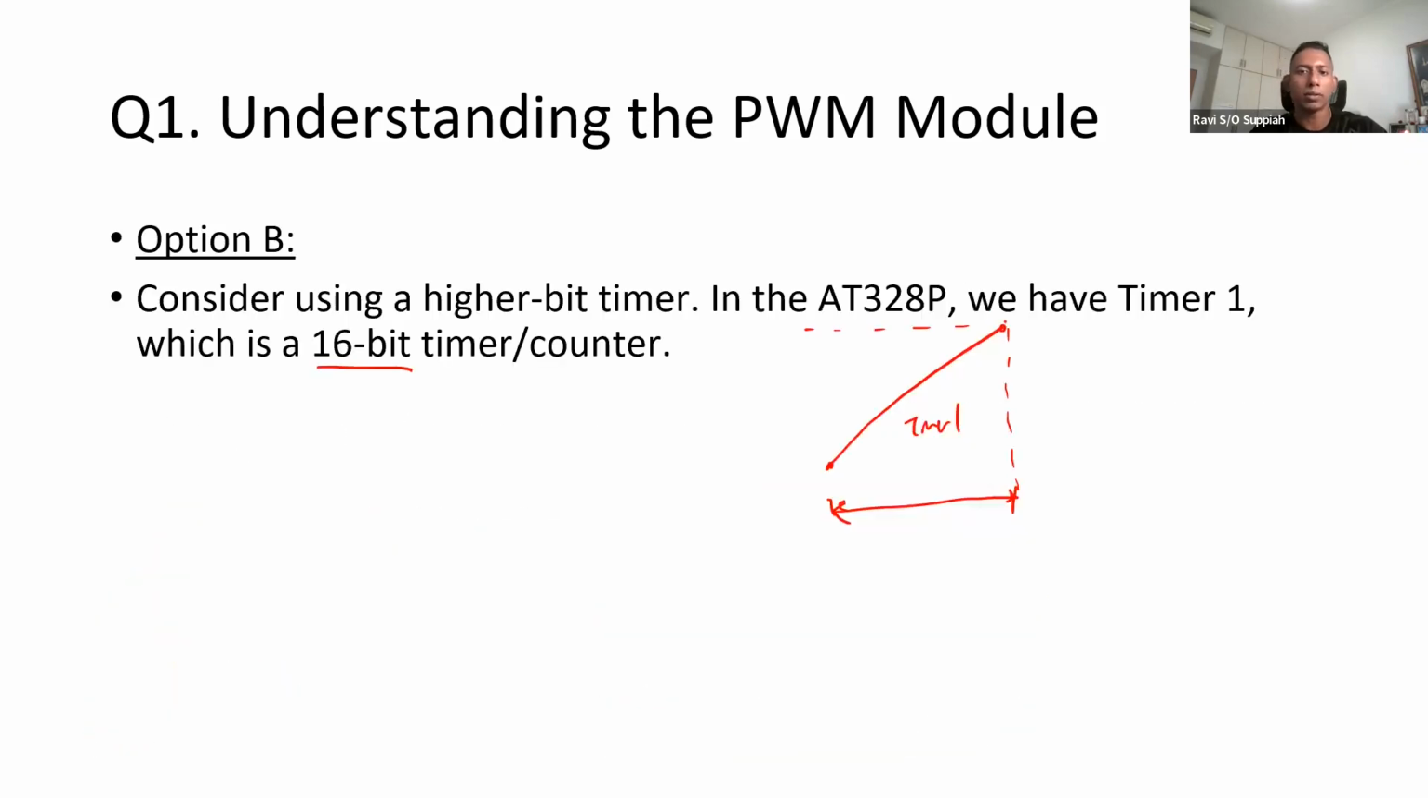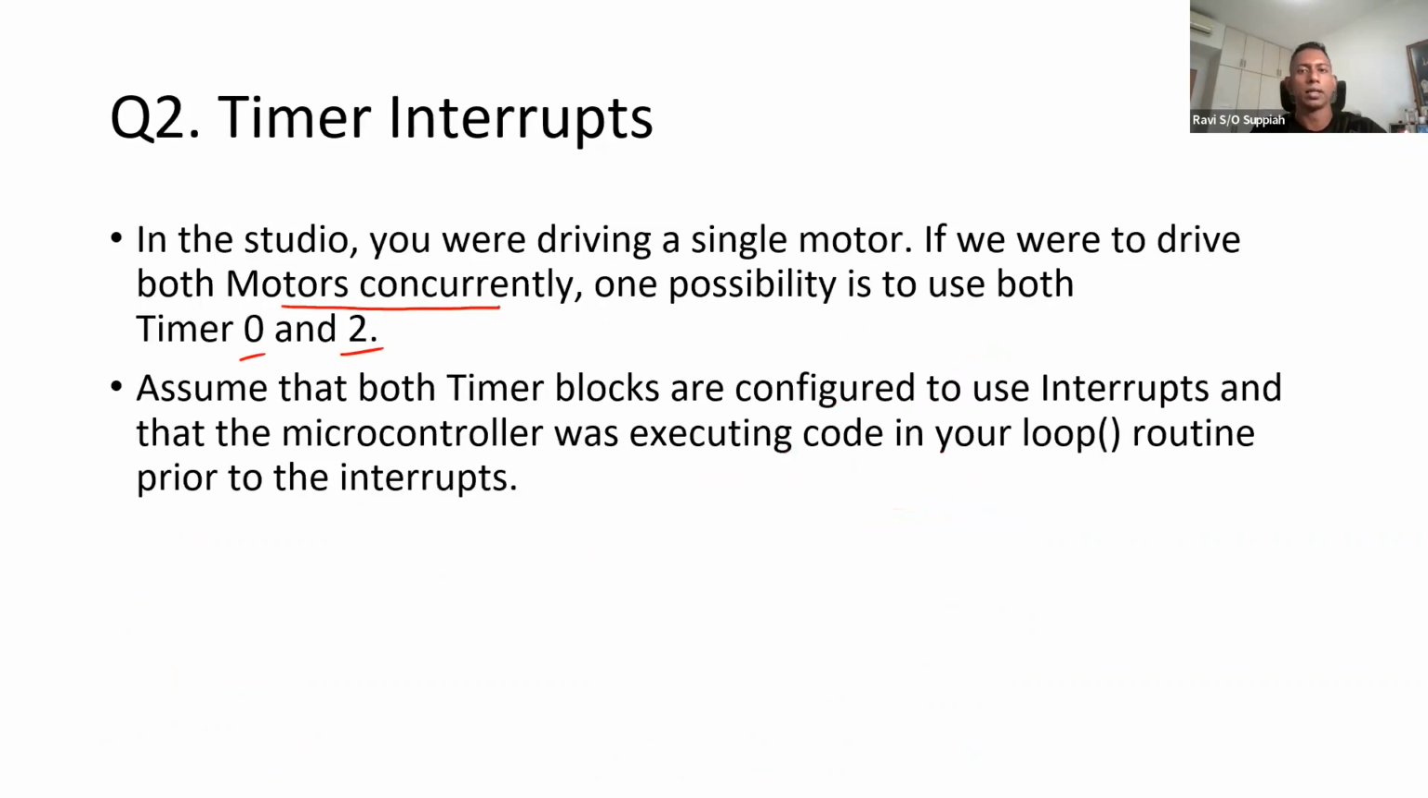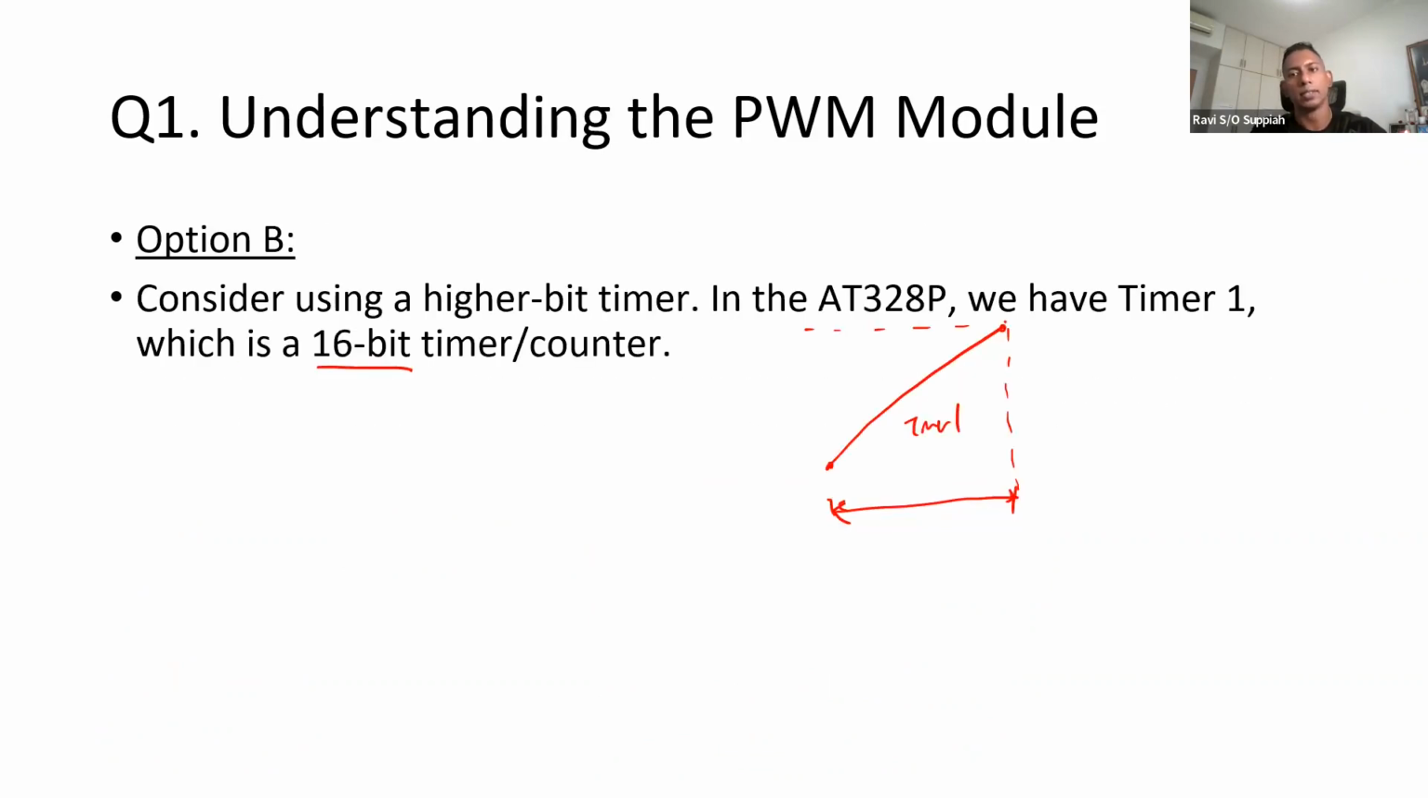So in this case, both of them use, I would say, a hardware approach because of using a higher bit timer. In this case, we make use of another timer, which is timer 1, which is a 16-bit timer. So that is why we say this is using a hardware approach.